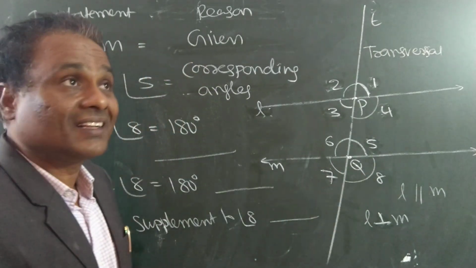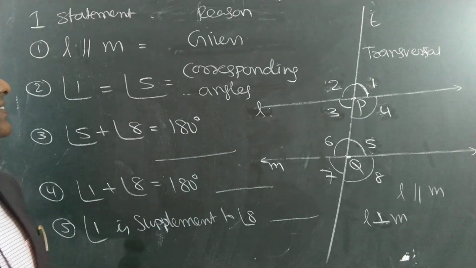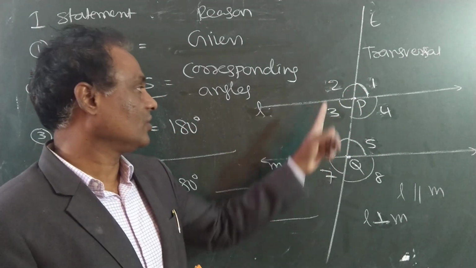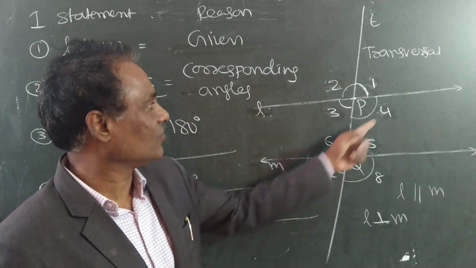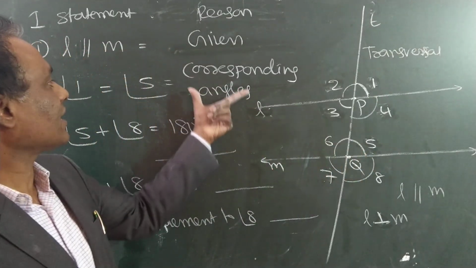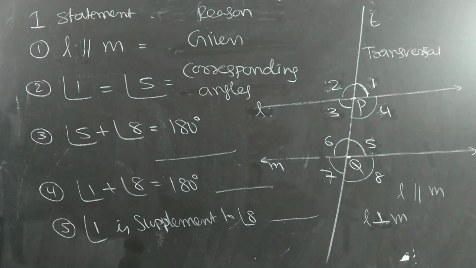Why? What is the reason? 1 is equal to 5. The reason is corresponding angles. Just now I explained. 1 is equal to 5, 2 is equal to 6, 3 is equal to 7, 4 is equal to 8. I explained. So 1 is equal to 5. The reason is corresponding angles. Next.